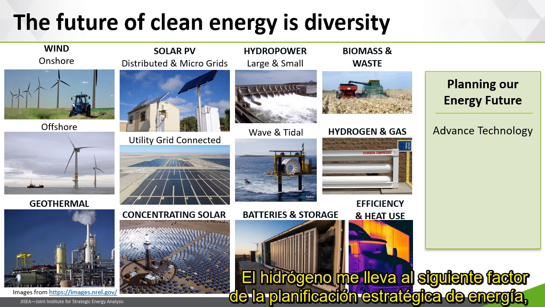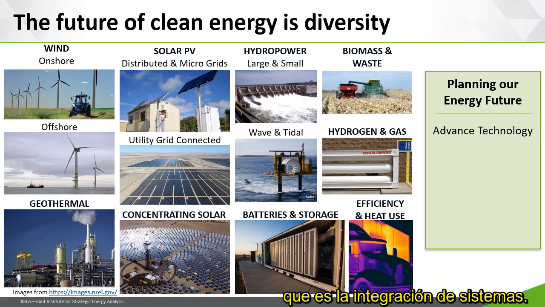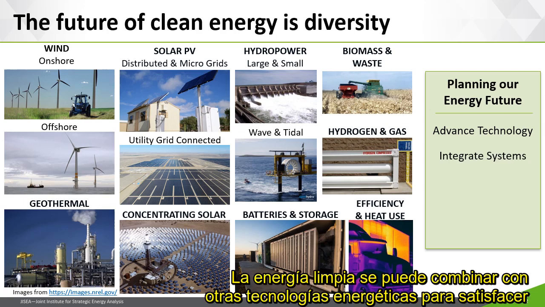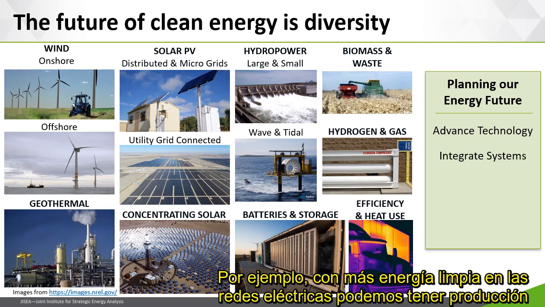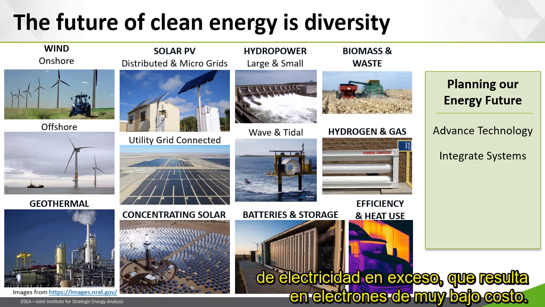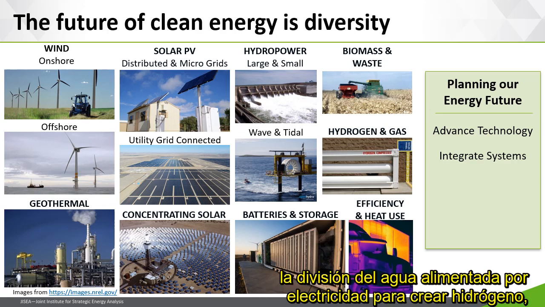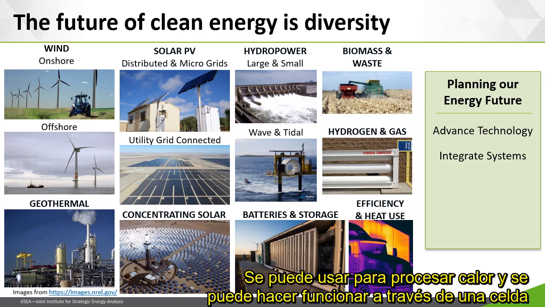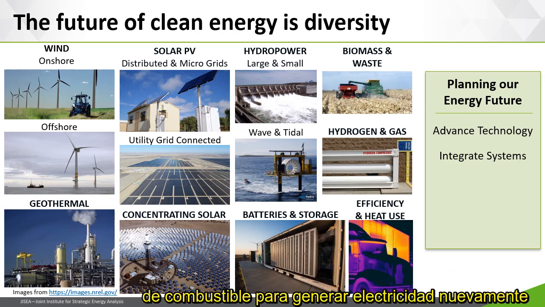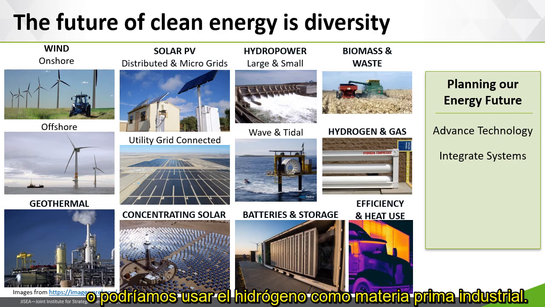Hydrogen leads me to the next factor of energy strategic planning, which is systems integration. Clean energy can be combined with other energy technologies to meet multiple energy demands. As an example, with more clean energy on the electricity grid, we may have times of excess electricity production, resulting in very low-cost electrons. We can then use this excess electricity through electrolysis, electricity-powered water splitting, to create hydrogen, which can be stored until needed. It can be used for process heat, it can be run back through a fuel cell to create electricity again, or we could use the hydrogen as industrial feedstock.